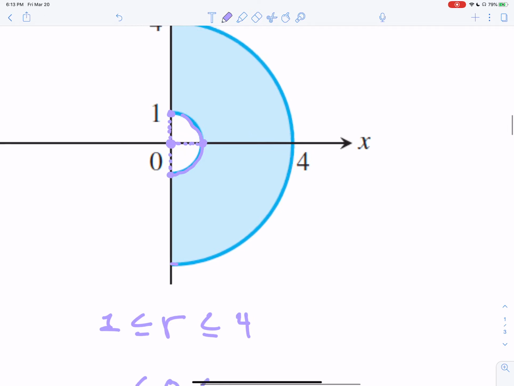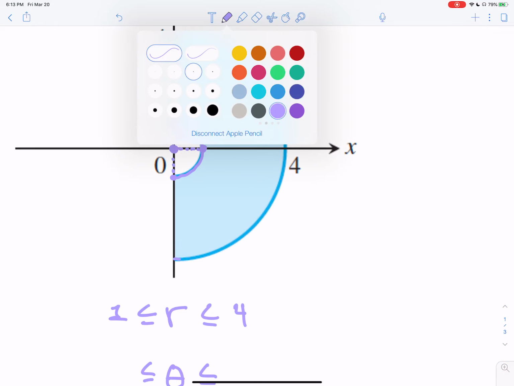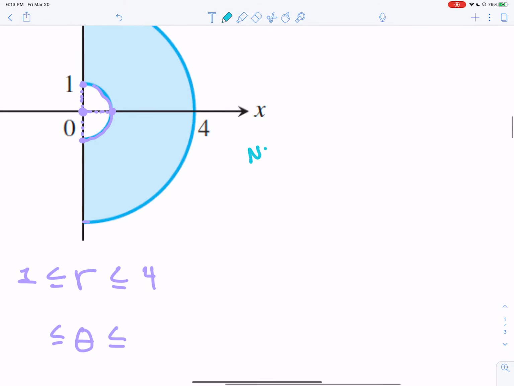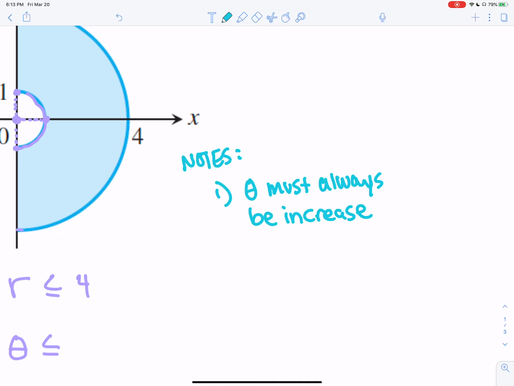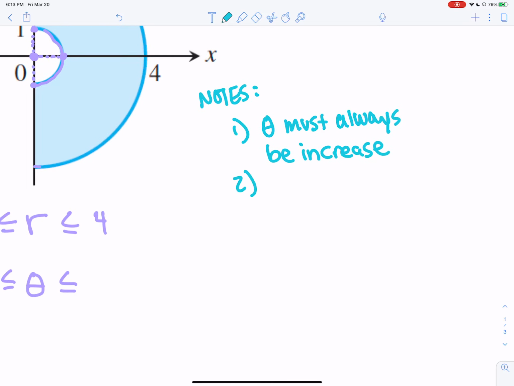Now let's do theta. So theta for this one is a little tricky. There are two notes I want to make. Notes on theta. The first one is that theta must always be, and similarly with r, it must always be in increasing order. So you have to go from small to big. And then secondly, theta does not have to always be positive. So it does not have to be a positive number.